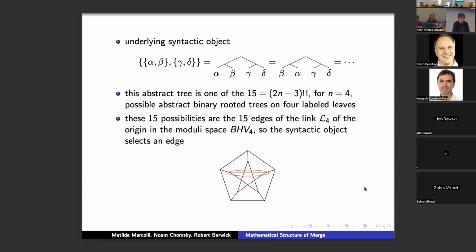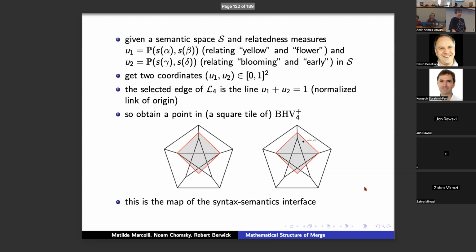On the other hand, if you think of the underlying syntactic object, which is the non-planar tree, this structure of the non-planar tree is one of 15 possibilities for n equal 4. And you're choosing one particular, so that choice of one of these 15 structures chooses one particular edge in this graph. So you are somewhere there on this edge.